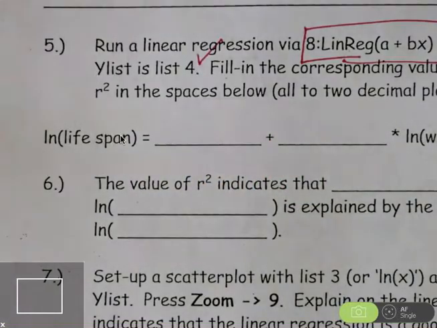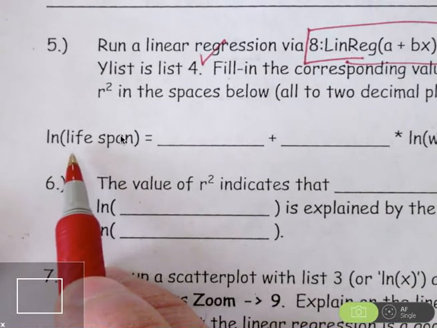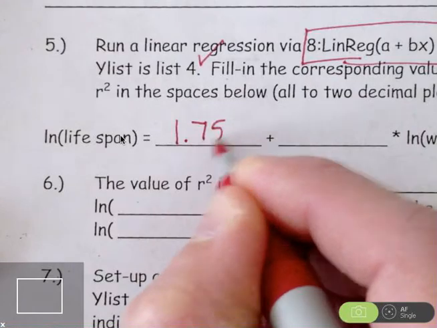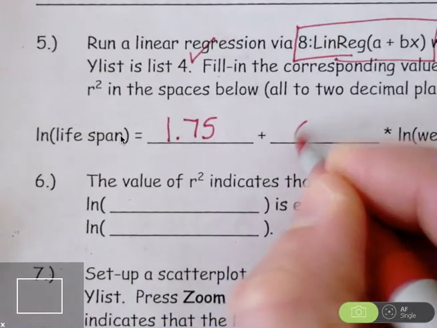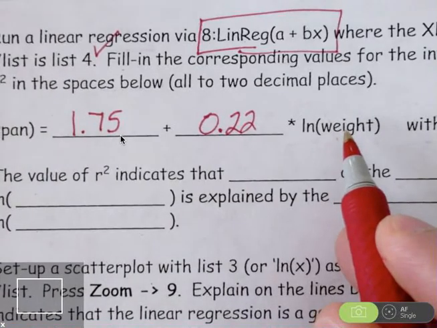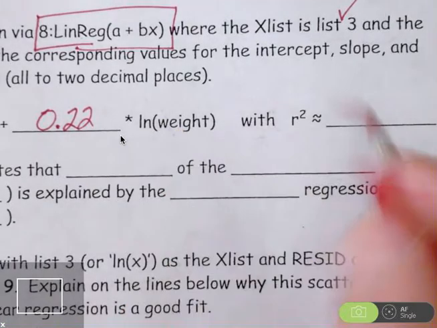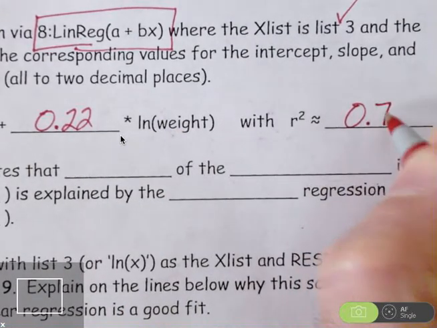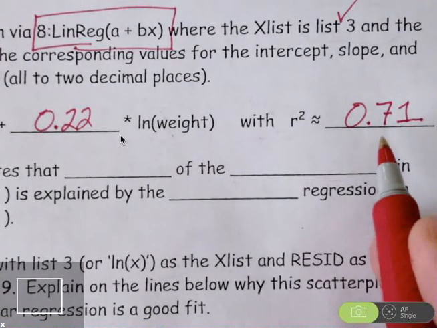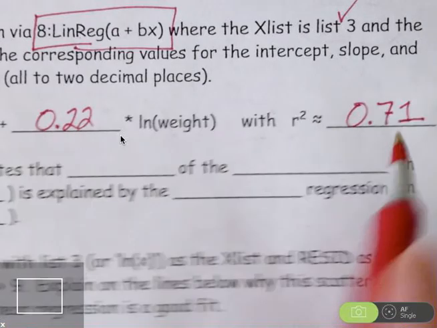So back to the study guide here. The natural log of lifespan, that's the natural log of y, is equal to 1.75, there's our constant, plus the slope of 0.22 times the explanatory variable, which is the natural log of weight in this case. The value of r squared is approximately 0.71. So the first thing we're going to do is interpret the value of r squared in context. So again, 6 things are required.